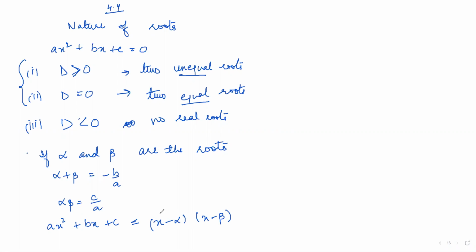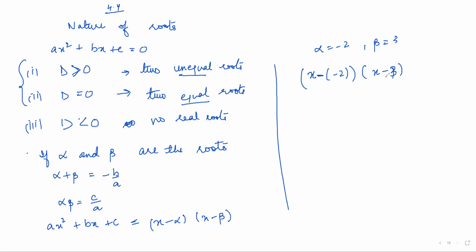If you do the multiplication and everything, you will get this ax² + bx + c. So please be careful here. For example, let's say alpha is −2 and beta is 3. How will you write it? It will be x minus alpha, that means x minus of minus 2. So just be careful here. And then x minus beta, that means 3. So ultimately it will be written like this: (x + 2)(x − 3). Getting it? Yes. You have to be careful here. This is how it will look for these alpha and beta.